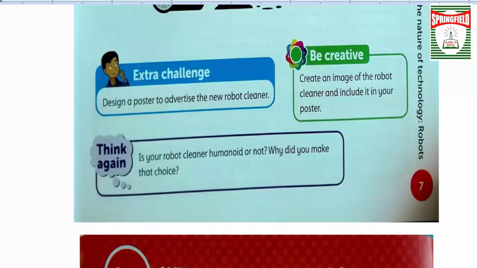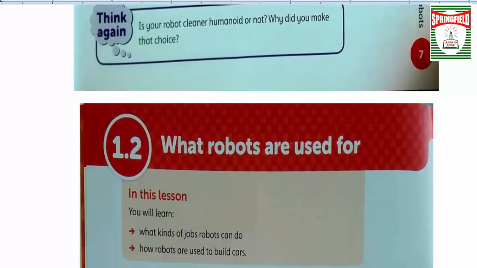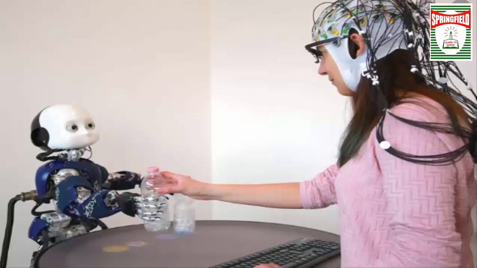And in the next thing, again a dialog box: is your robot cleaner humanoid or not? Why did you make that choice? So it depends on your choice, whatever type of robot you are making. As I have already told you, humanoid robots are those which have a human-like structure, and other types of robots are those which don't look like humans. So you will tell us whether you are making a humanoid robot or not and why you made that choice.